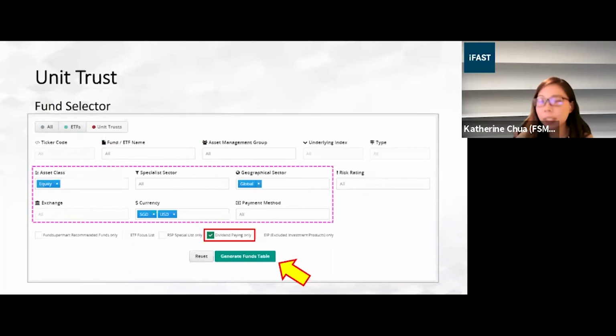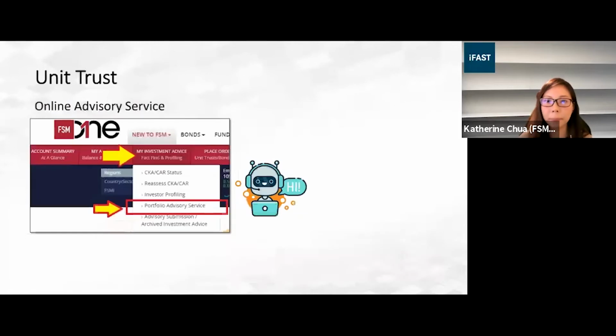So another tool that we have, similar to the ETF selector, is this fund selector tool. You can shortlist the types of fund and the payment method. For example, you can set financials or tech funds in a selected currency, and whether or not it pays dividends, and so on and so forth. And you will be able to see a list of them.